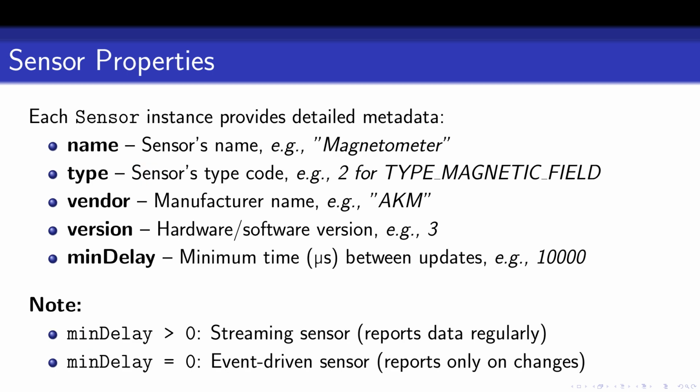Each sensor provides key information through metadata fields. For example, you can retrieve a sensor's name, type, and vendor. There's also a min-delay value, which determines how frequently the sensor sends data. A min-delay of 0 means the sensor only sends data when changes occur. Otherwise, the sensor streams data continuously, making it useful for apps that monitor changes in real time.